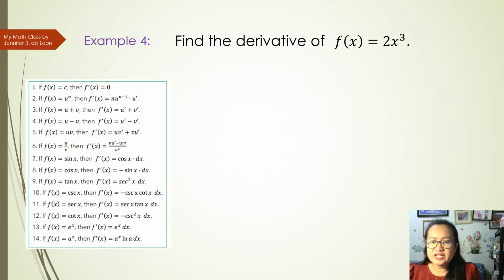Now let's have example number 4. Doing the same as what we have done in the previous example, all you have to do is to multiply the exponent by the numerical coefficient. So this time the numerical coefficient is 2 and the exponent is 3. 3 times 2, that is 6. Then we deduct by 1 degree. So we will have f prime of x is equal to 6x squared.